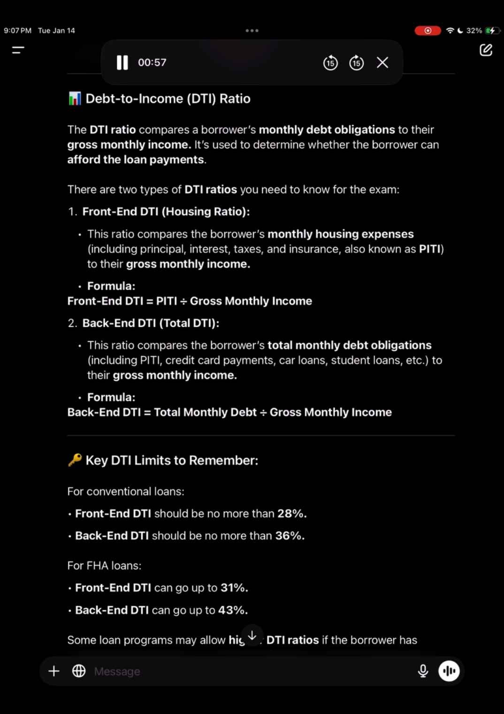1. Front-end DTI, housing ratio. This ratio compares the borrower's monthly housing expenses, including principal, interest, taxes, and insurance, also known as PITI, to their gross monthly income. Formula: front-end DTI equals PITI divided by gross monthly income. 2. Back-end DTI, total DTI. This ratio compares the borrower's total monthly debt obligations, including PITI, credit card payments, car loans, student loans, etc., to their gross monthly income. Formula: back-end DTI equals total monthly debt divided by gross monthly income.